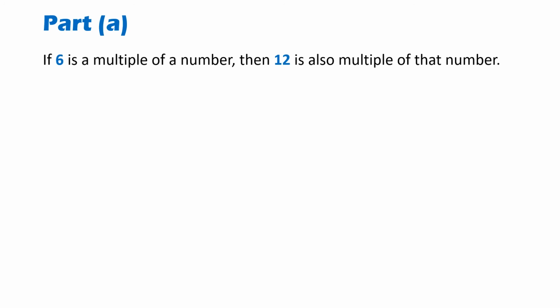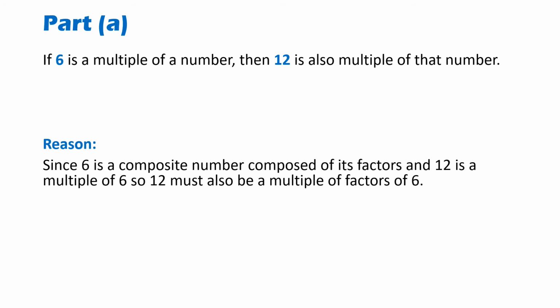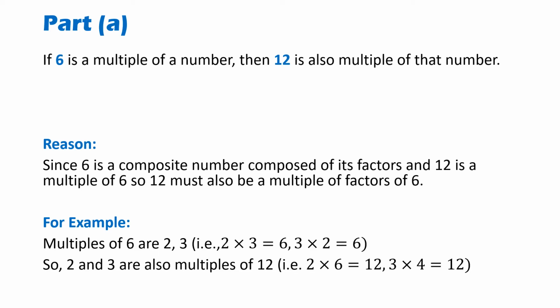Part A. If 6 is a multiple of a number, then 12 is also a multiple of that number. Since 6 is a composite number composed of its factors and 12 is a multiple of 6, so 12 must also be a multiple of the factors of 6. For example, 6 is a multiple of 2 and 3, that are factors of 6, and 12 is also a multiple of 2 and 3. Therefore, the given statement is true.